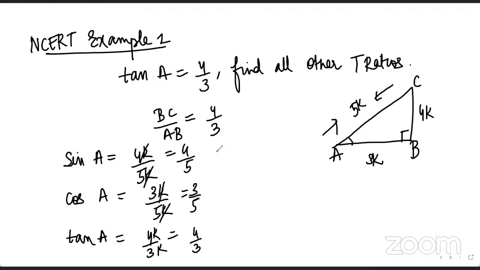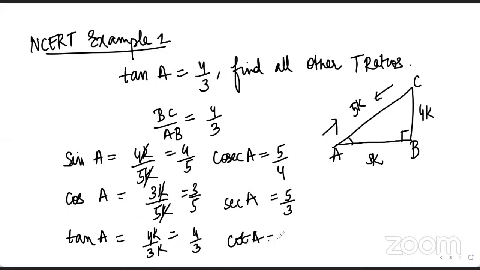Now I'm interested in finding cosec of A. What is cosec A? It is the reciprocal of sine A. So it will be 5/4. Now I have to find sec A. That is the reciprocal of cos A. So it will be 5/3. Cot A is the reciprocal of tan A. So this will be 3/4.